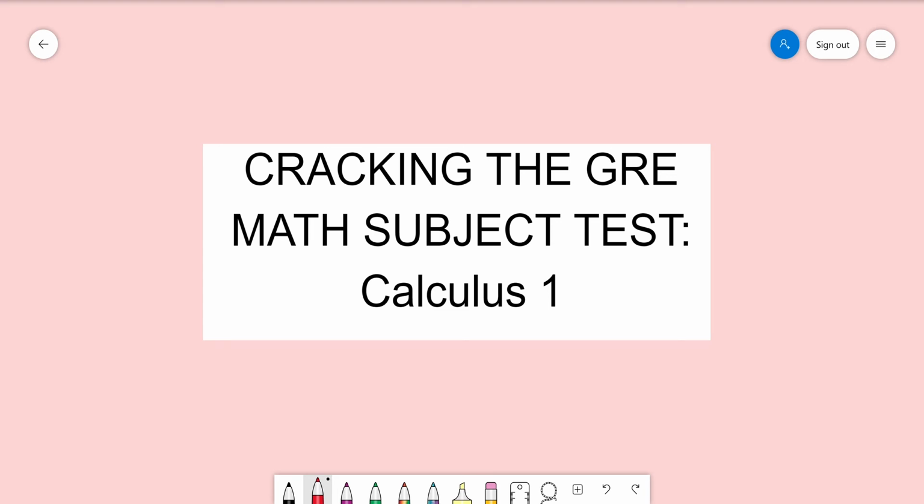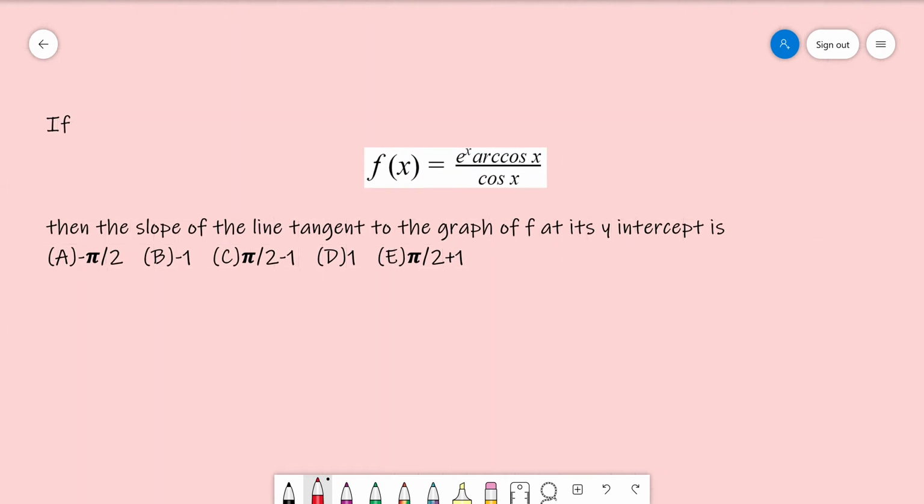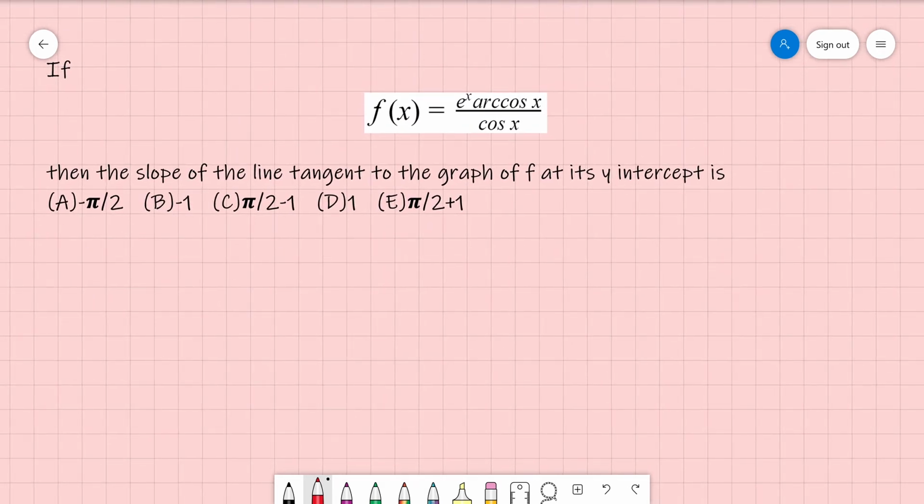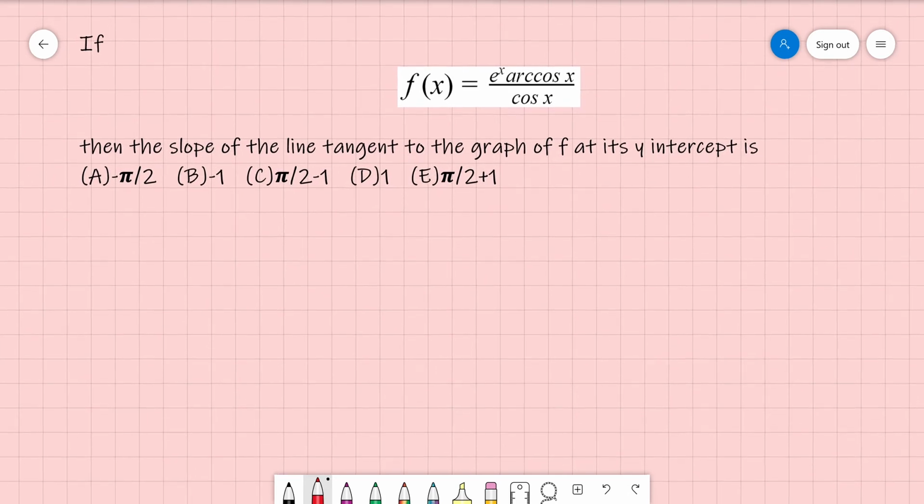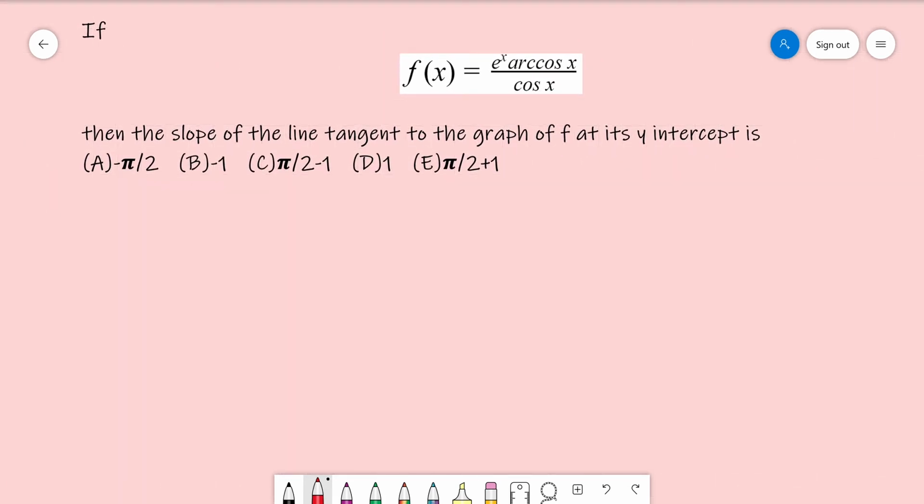We're on Calculus 1. This is question number 15. So here we're given a function, e to the x arc cosine x over cosine x, and we're asked to find the slope of the line tangent to the graph of f at its y-intercept. Well, that's just another way of asking the derivative at 0.